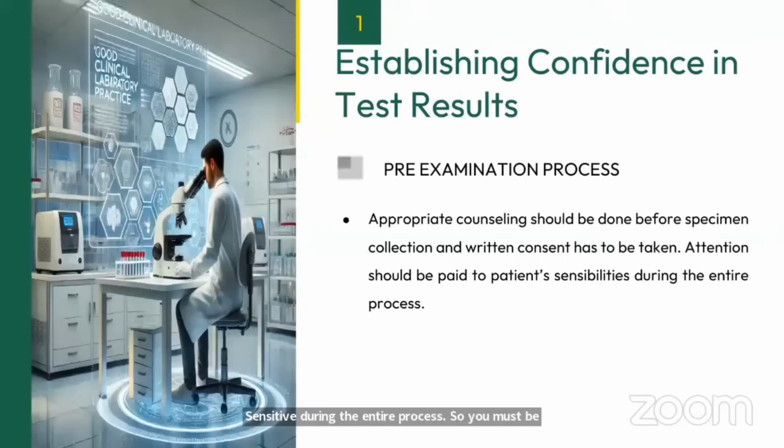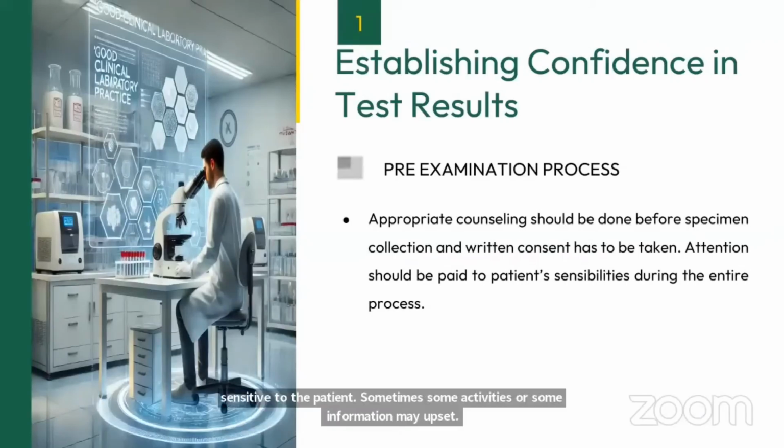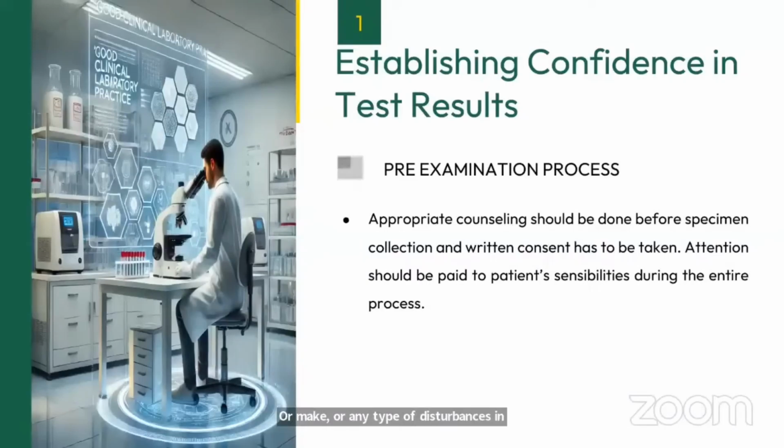Sometimes some activities or some information may upset or cause some type of disturbance in the patient's mind. So you should consider all those scenarios while giving appropriate counseling or while taking consent. You should be sensible in taking the patient's consent, considering their sensitive issues and the certain type of social stigma which is associated with some diseases.